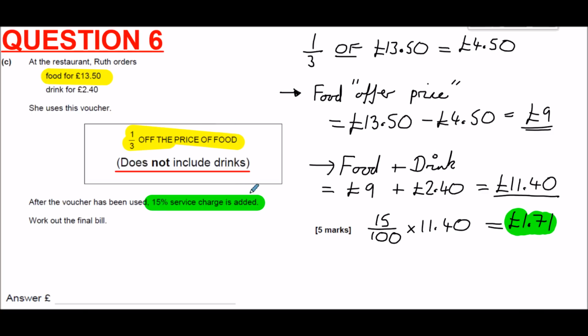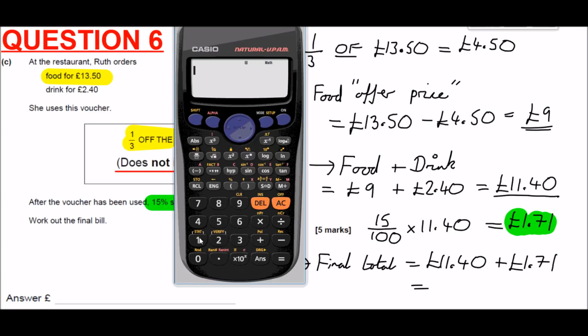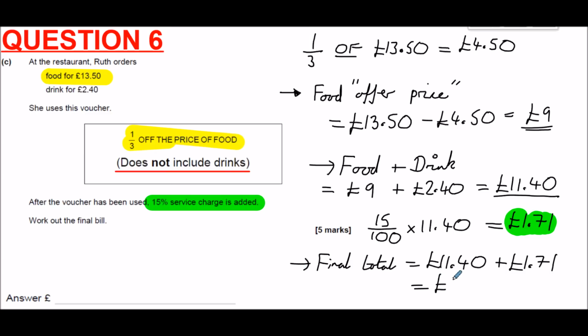It does say the service charge is added, so the final total is the £11.40 subtotal. Now we're going to add on the £1.71 service charge. And so the final grand total is £11.40 plus £1.71, which comes to £13.11. And that's a grand total that Ruth needs to pay. Therefore, that's our final answer, £13.11.